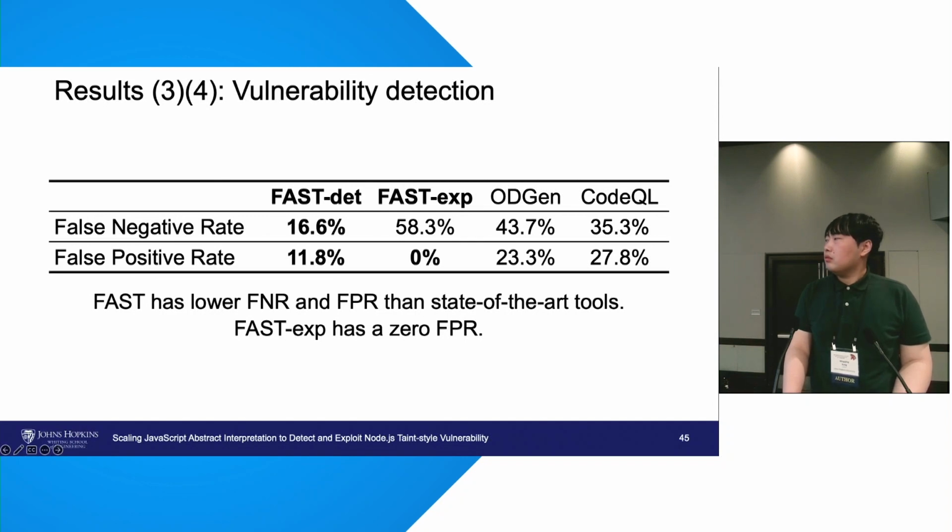Also, why does it have higher false negative rate compared to FAST? Because only if it can automatically exploit that vulnerability, it will regard that vulnerability as detected. So if the vulnerability is not exploitable, they will say this vulnerability is not detected. That's why a lot of existing vulnerabilities are not detected, and thus it has a higher false negative rate. Okay.